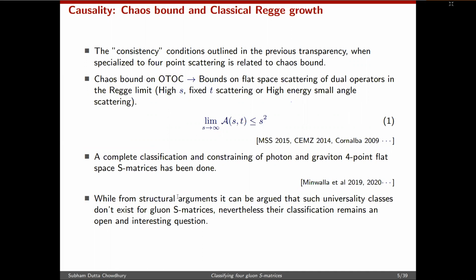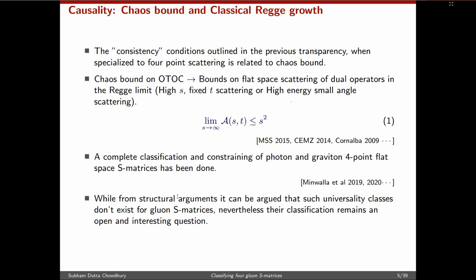So the consistency conditions outlined in the previous section for conjectures 2 and 3, it turns out, when we specialize to 4-point scattering, are related to the chaos bound. Let me briefly review what the statement says. The chaos bound is essentially a bound on the growth of out-of-time-ordered correlators. It can be shown that for a Lagrangian theory, this implies bounds on flat space scattering in the Regge limit.